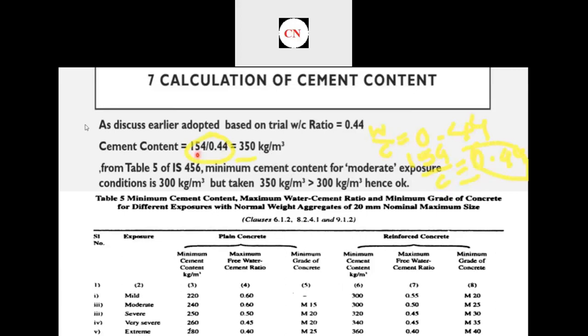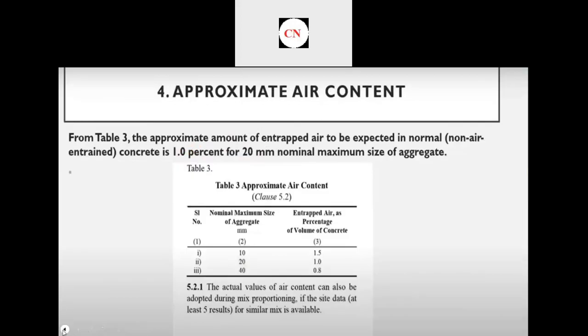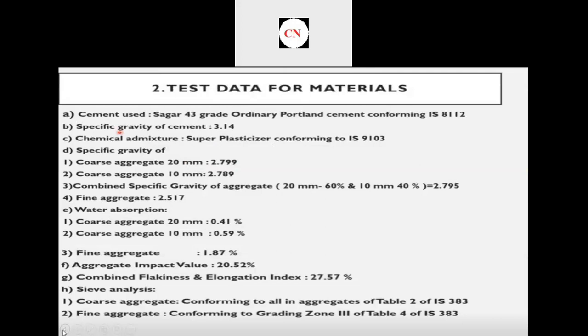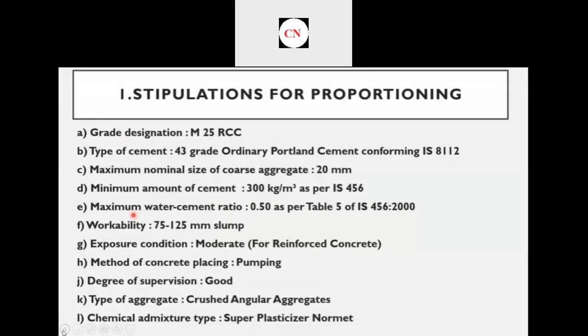Now, this 350 kg per meter cube we have to check against table 5 of IS 456 for the minimum cement content. Here the different conditions are there. I think we are referring to this moderate exposure. Just let me verify this exposure condition.